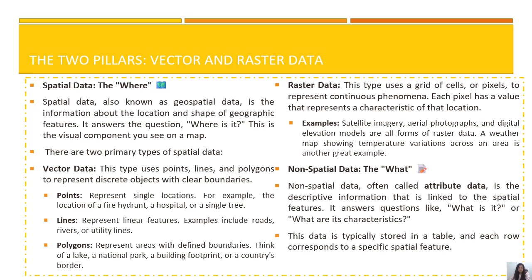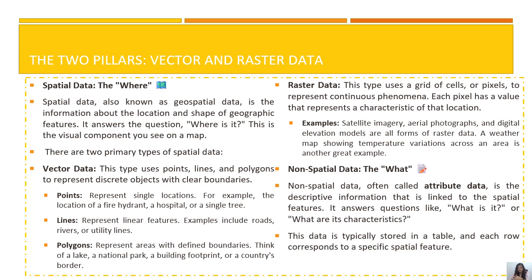Next come polygons. These represent defined boundaries. You can think of a lake, a geographical park, different buildings. Usually buildings are looked at as squares. Country borders, watershed maps, all these are polygons. These represent a defined area.